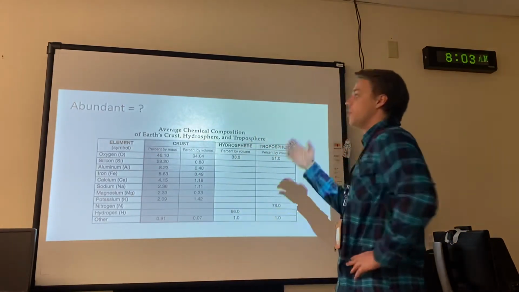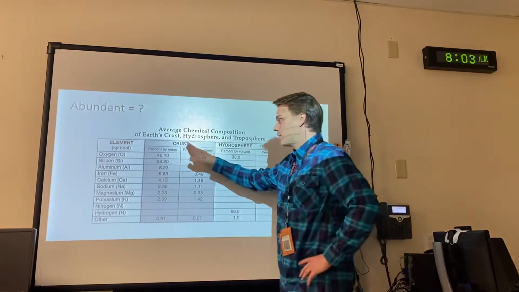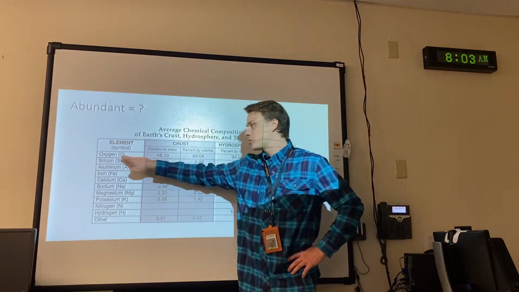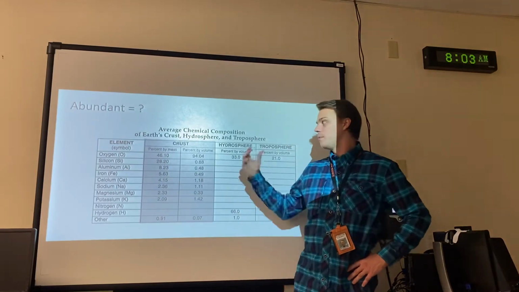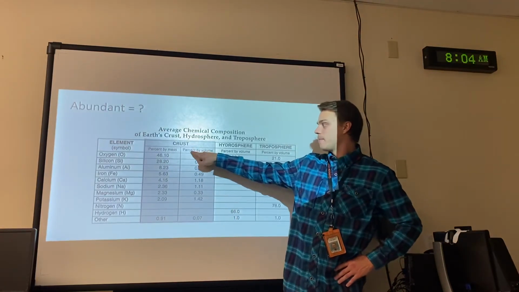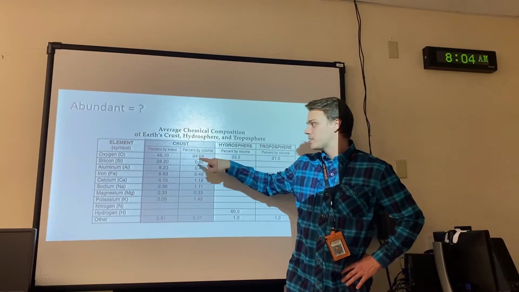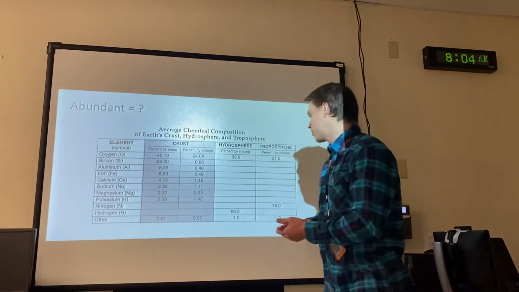So what is the most abundant element in Earth's crust by mass? That's going to be oxygen at 46%. What is the most abundant element in the Earth's crust by volume? That's going to be oxygen again at 94%.